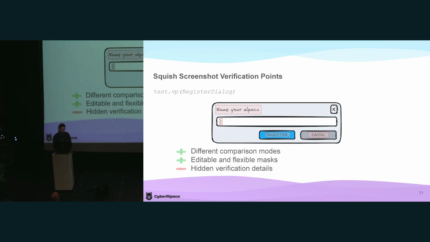The downside of this verification is that without a proper tool that comes with Squish, we cannot easily look inside. We cannot easily see what is verified there.